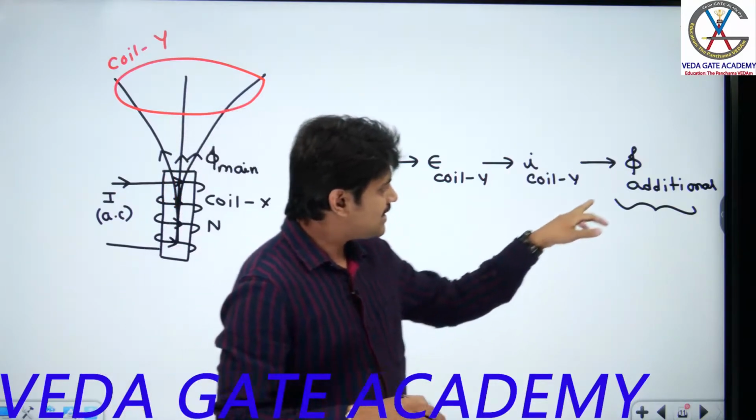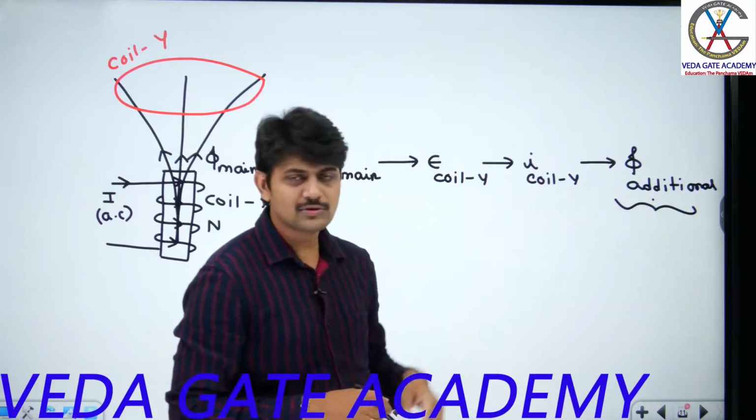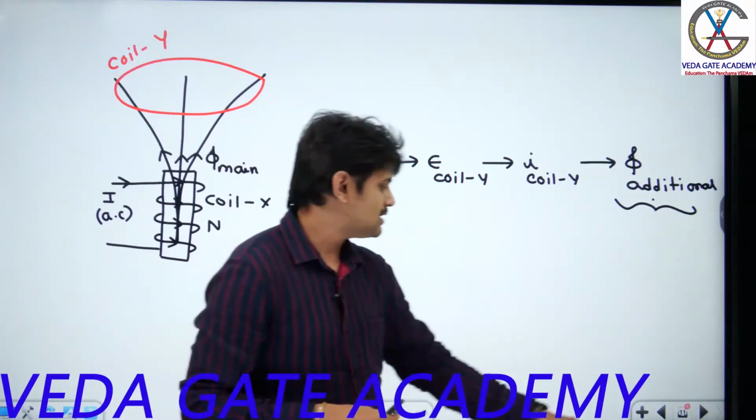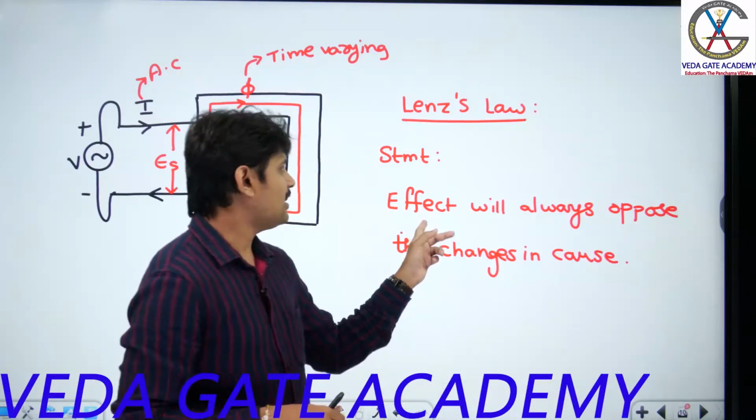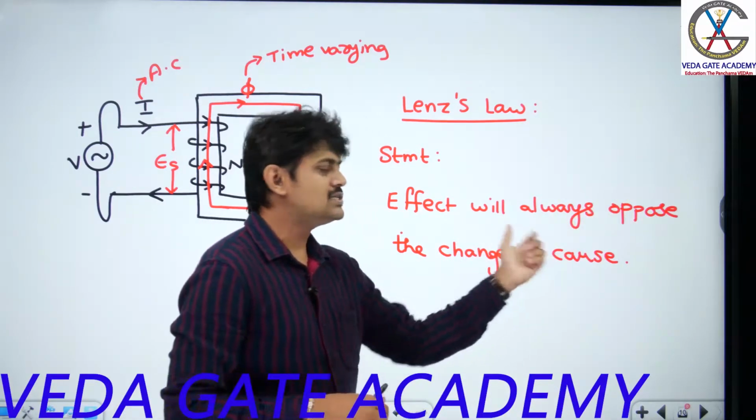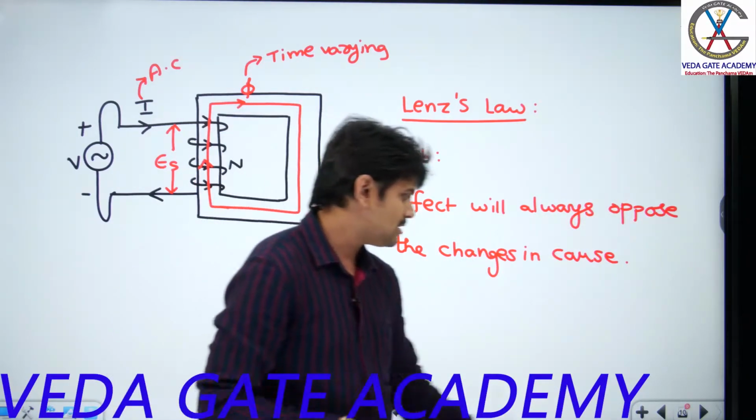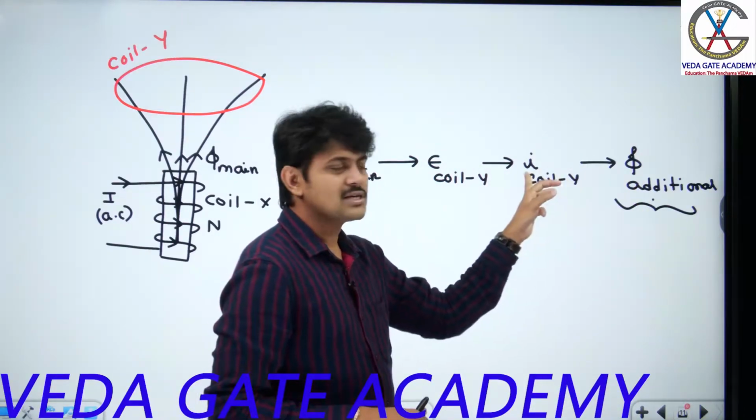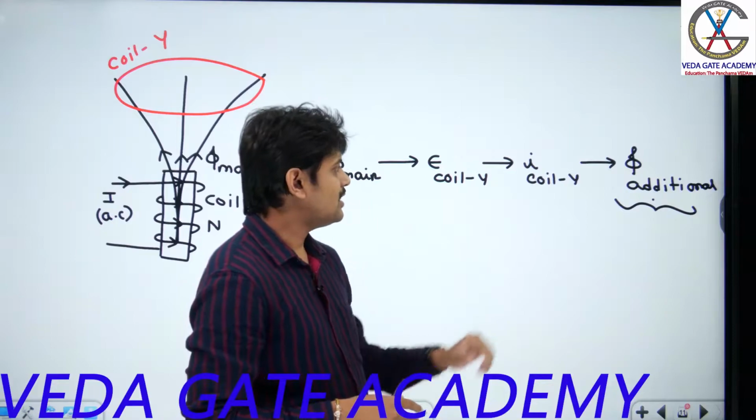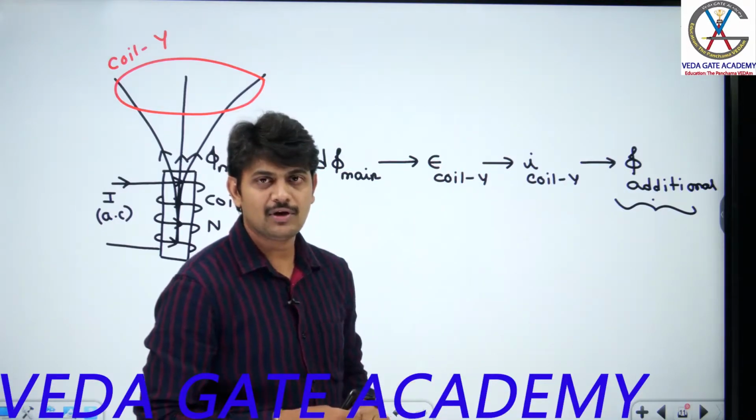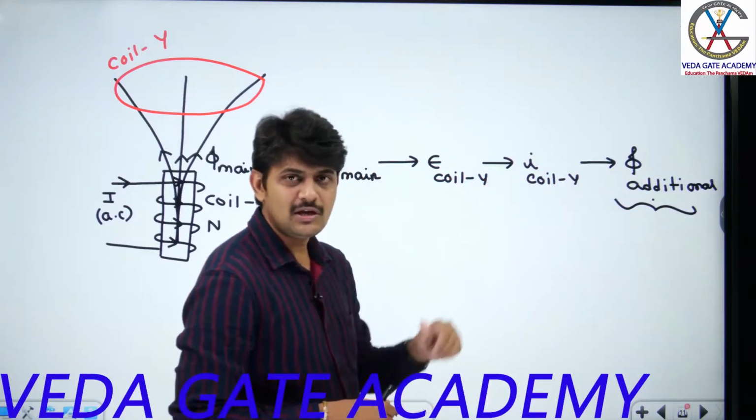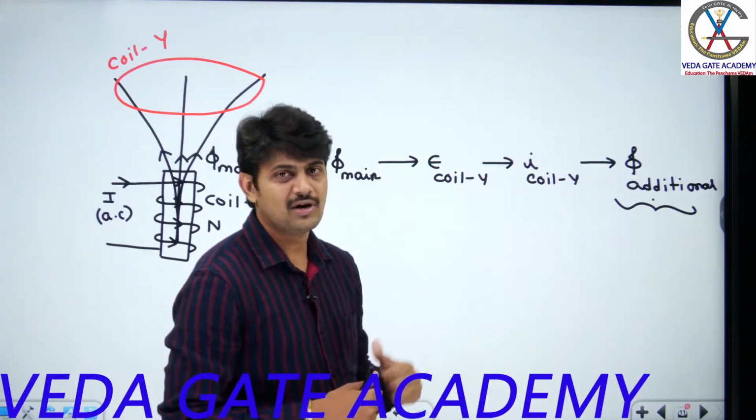Now can I say according to Lenz law my additional flux will oppose the current I which is flowing through coil Y? No. According to Lenz law, what is the statement I have given? Effect will always oppose the changes in cause of the same dimensions. So here my additional flux cannot oppose current, and this current is produced because of EMF induced across coil Y. Can I say my additional flux will oppose this E? No, because there are two different dimensions.